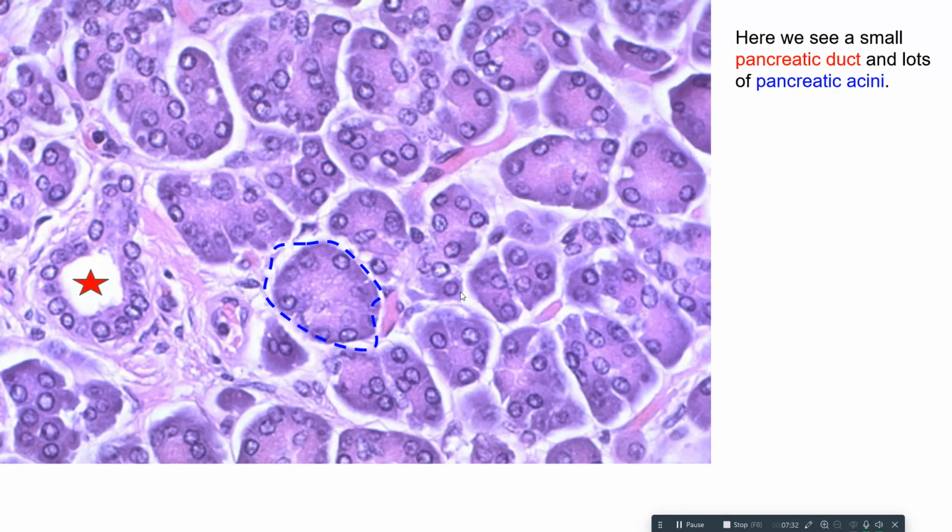Got some more acini here. Look at that little cluster of cells. That is a pancreatic acinus. There is a little pancreatic duct right there as well. Got some little blood vessels in here too.